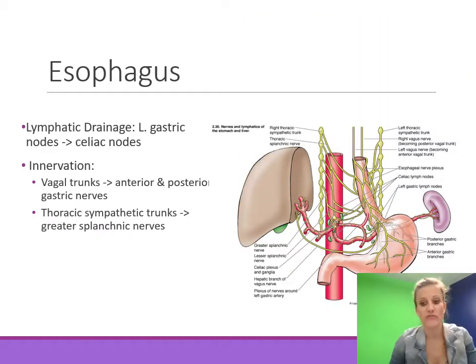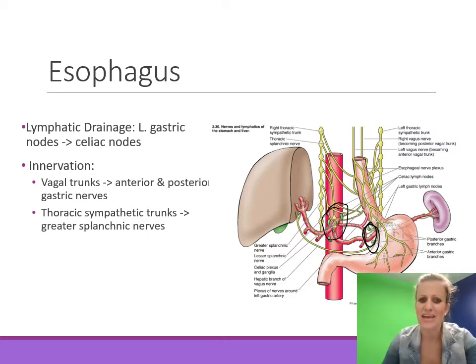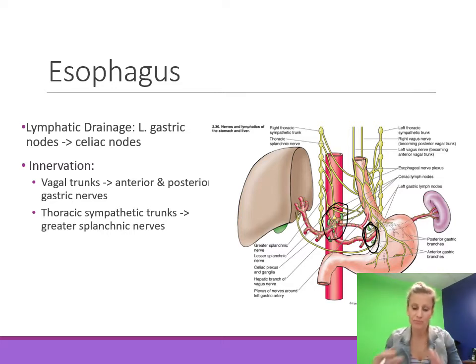Lymphatic drainage from the esophagus is via the left gastric nodes, which flow into the celiac nodes. And the nodes are located right by the arteries of the same name. So the left gastric nodes are right here, by where the left gastric artery is. And then the celiac nodes are right here, right by where the celiac trunk is. And the celiac nodes really take drainage from all of the other lymph nodes in the area.